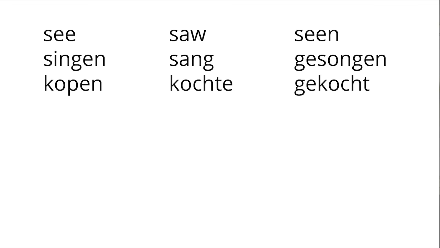Now, if you've ever learned another Germanic language, you'll know all about strong verbs, which have unpredictable past and past participle forms. So in English, we have see, saw, seen. German has singen, sang, gesungen. Dutch, kopen, kocht, gekocht, etc. So it's no surprise that Scots has these as well.